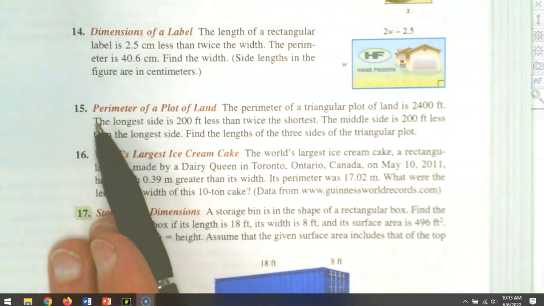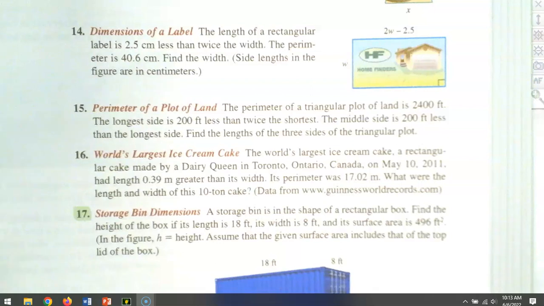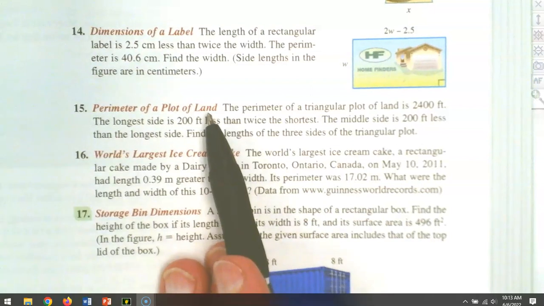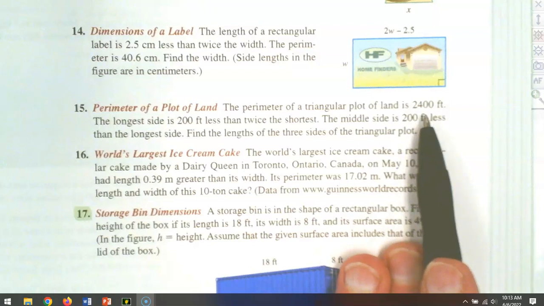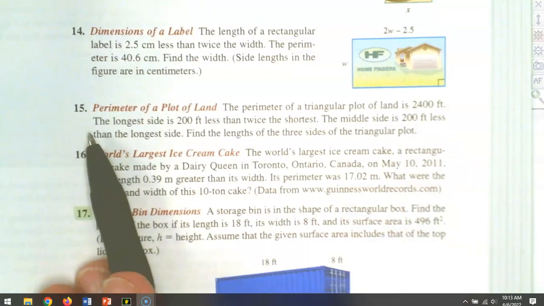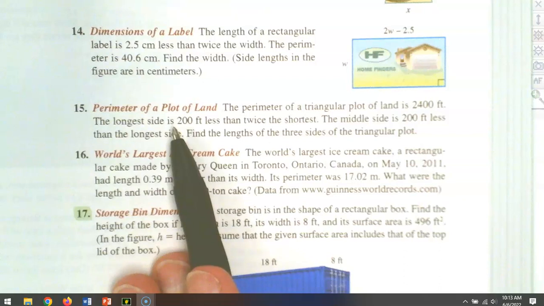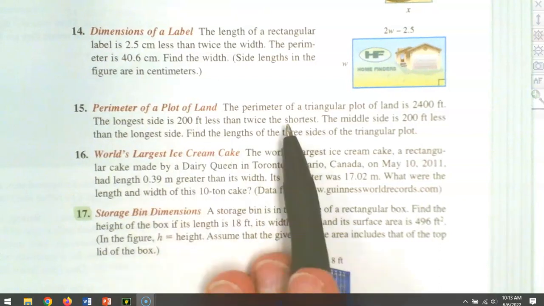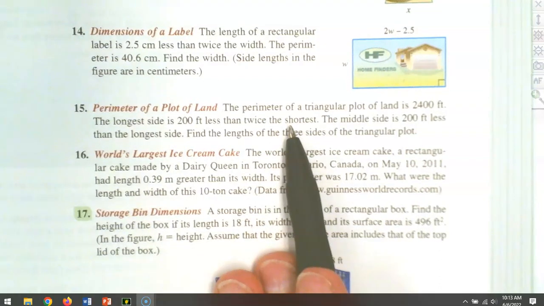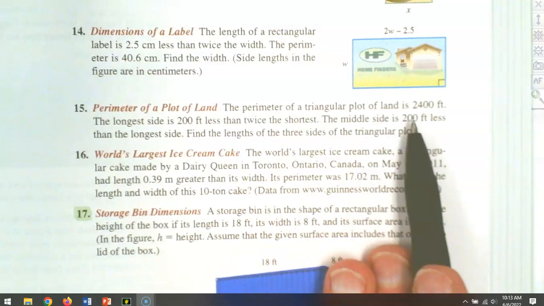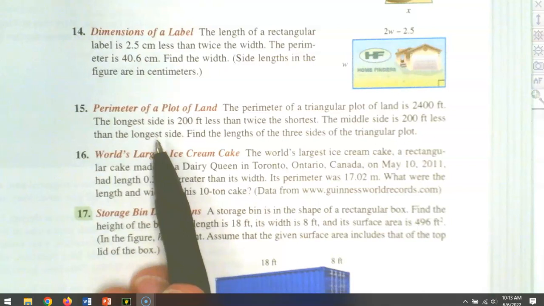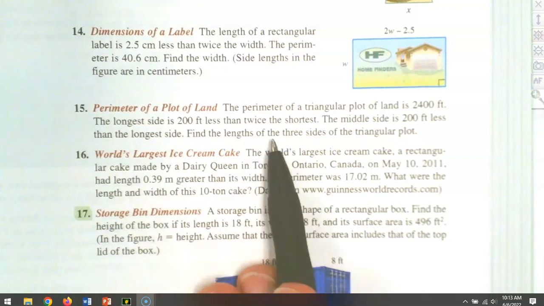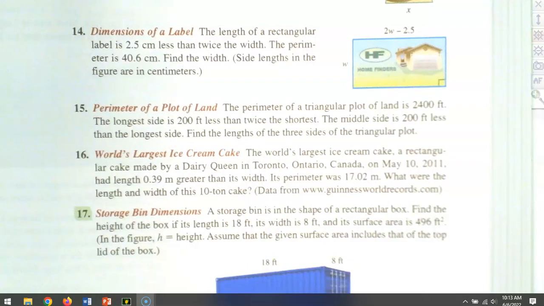Perimeter of a plot of land. We're just going to read it. So the perimeter of a triangular plot of land is 2,400. The longest side is 200 feet less than twice the shortest. The middle side is 200 feet less than the longest side. Find the lengths of the three sides of the triangular plot.